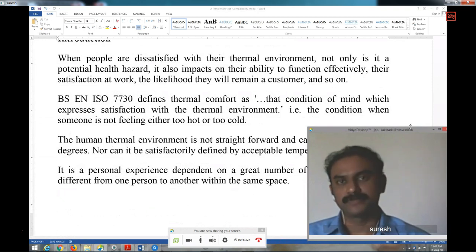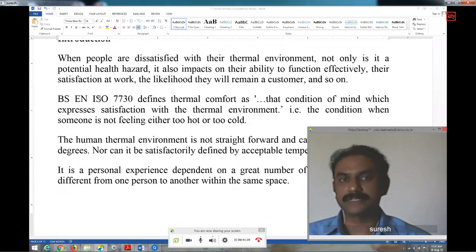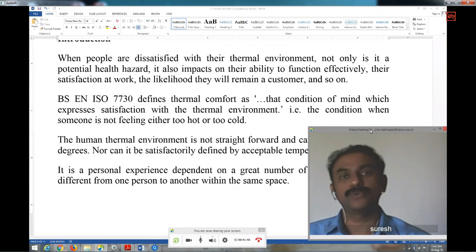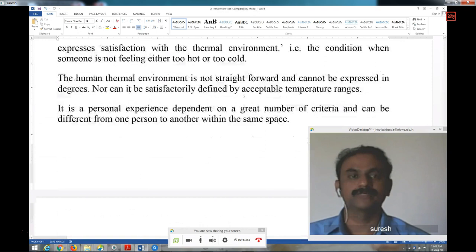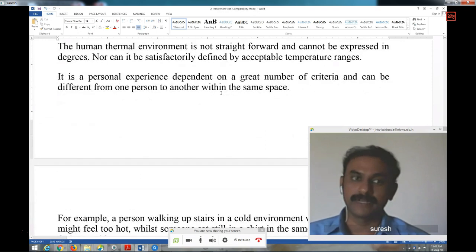So all the things that are related to the human mind, the body language and the behavior of a person decide whether they are feeling comfortable or not. According to this ISO definition, thermal comfort is the condition of the mind which expresses satisfaction in the thermal environment. Either it may be a cool condition or a hot condition. Now, the human thermal environment is not straightforward and cannot be expressed in degrees, as we have already seen. It can be a personal experience.